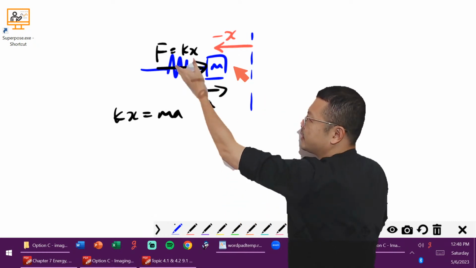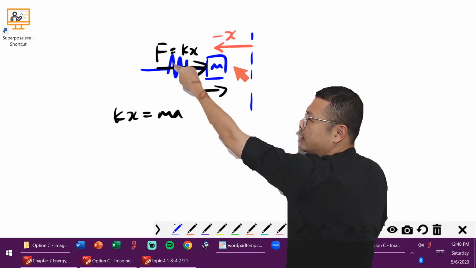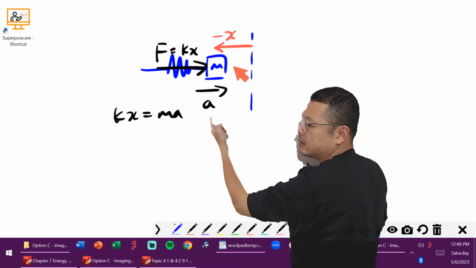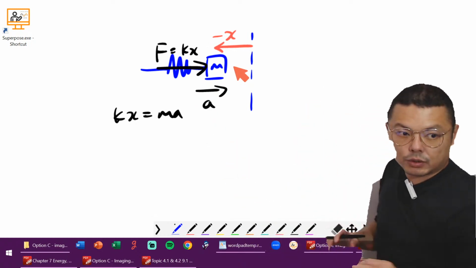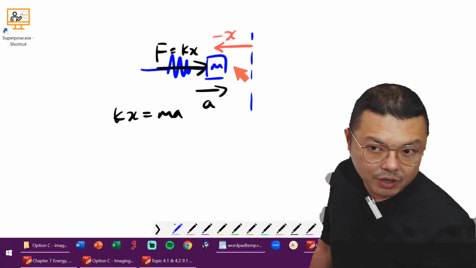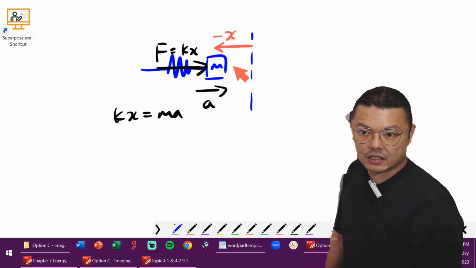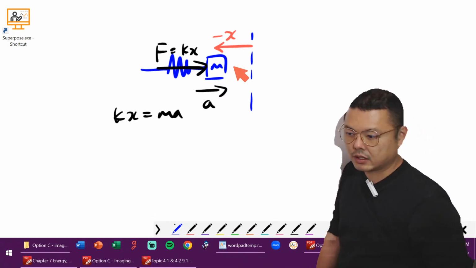Force will be increased, right? Because more compression, then greater force. Then if the force is greater, what will happen to the acceleration? Even greater, right? So one thing to take note of, acceleration is not constant, so you cannot use any kinematics here. Acceleration is not constant here.